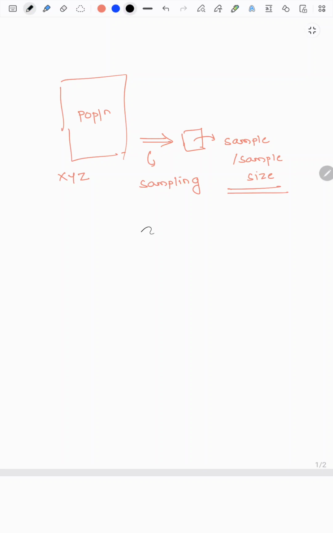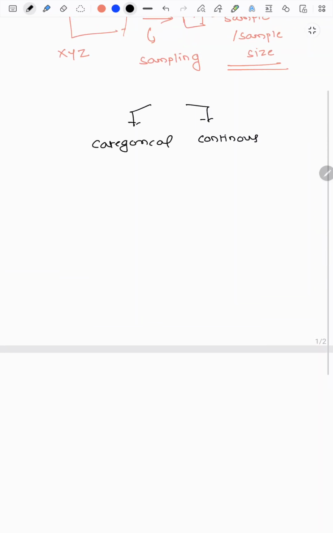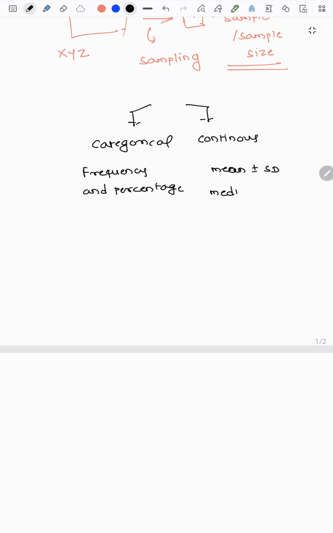Basically, as we all know, there are two types of data sets, two types of variables which we have. One is categorical and one is continuous. And as we all know, categorical variables are represented as frequency and percentage, while continuous variables are represented as mean and standard deviation, or median and IQR.